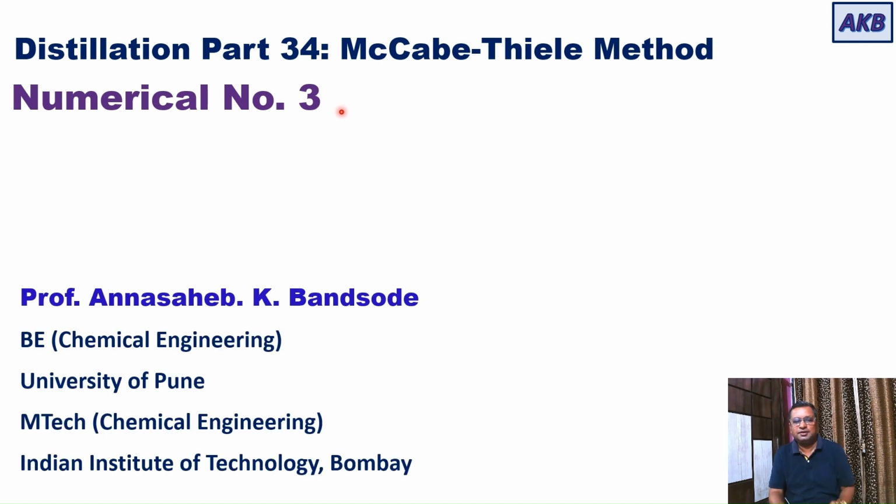So today we will be discussing a numerical where you learn how to calculate the minimum reflux ratio that can be used in a typical tray column, and then you'll also learn to find the minimum number of stages that can be used when the column is operating under a total reflux.